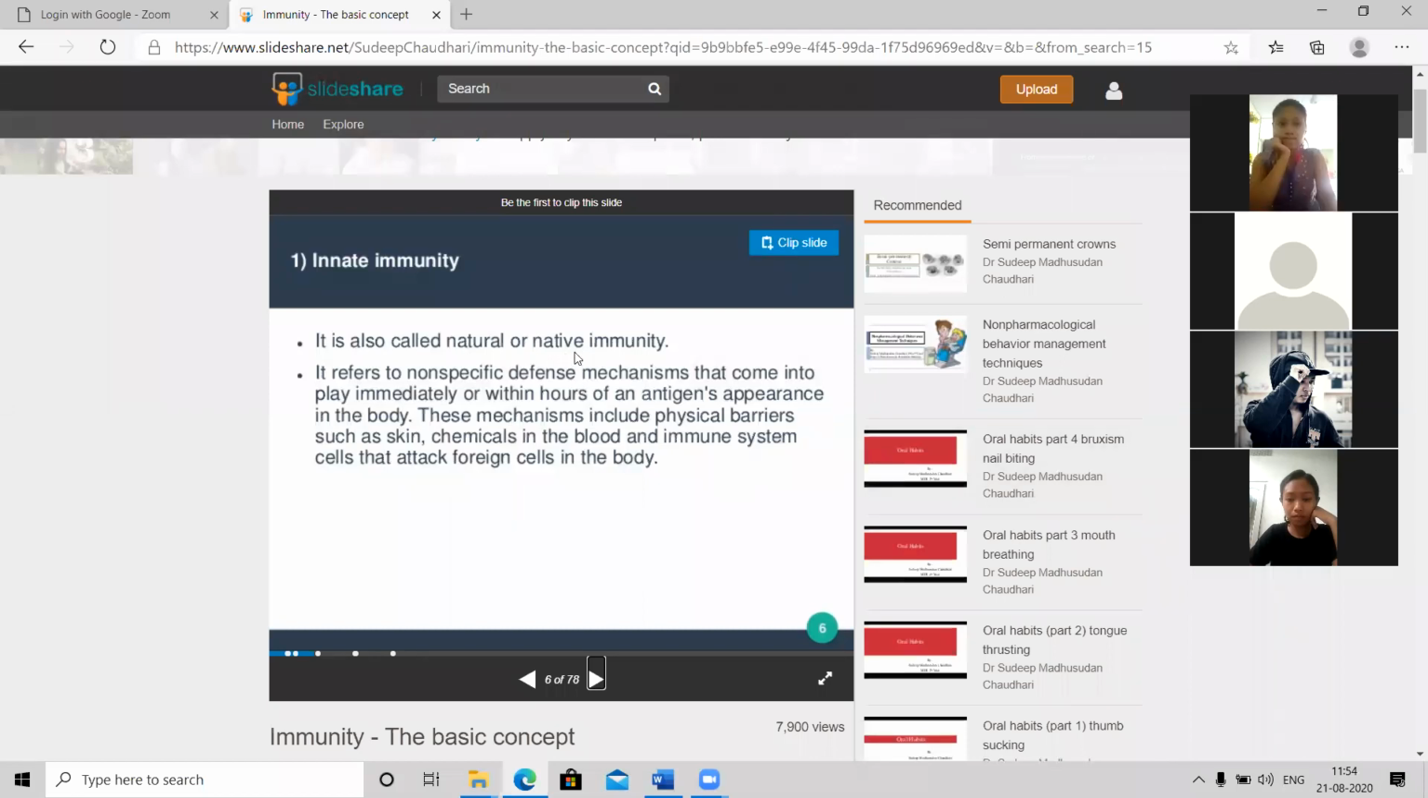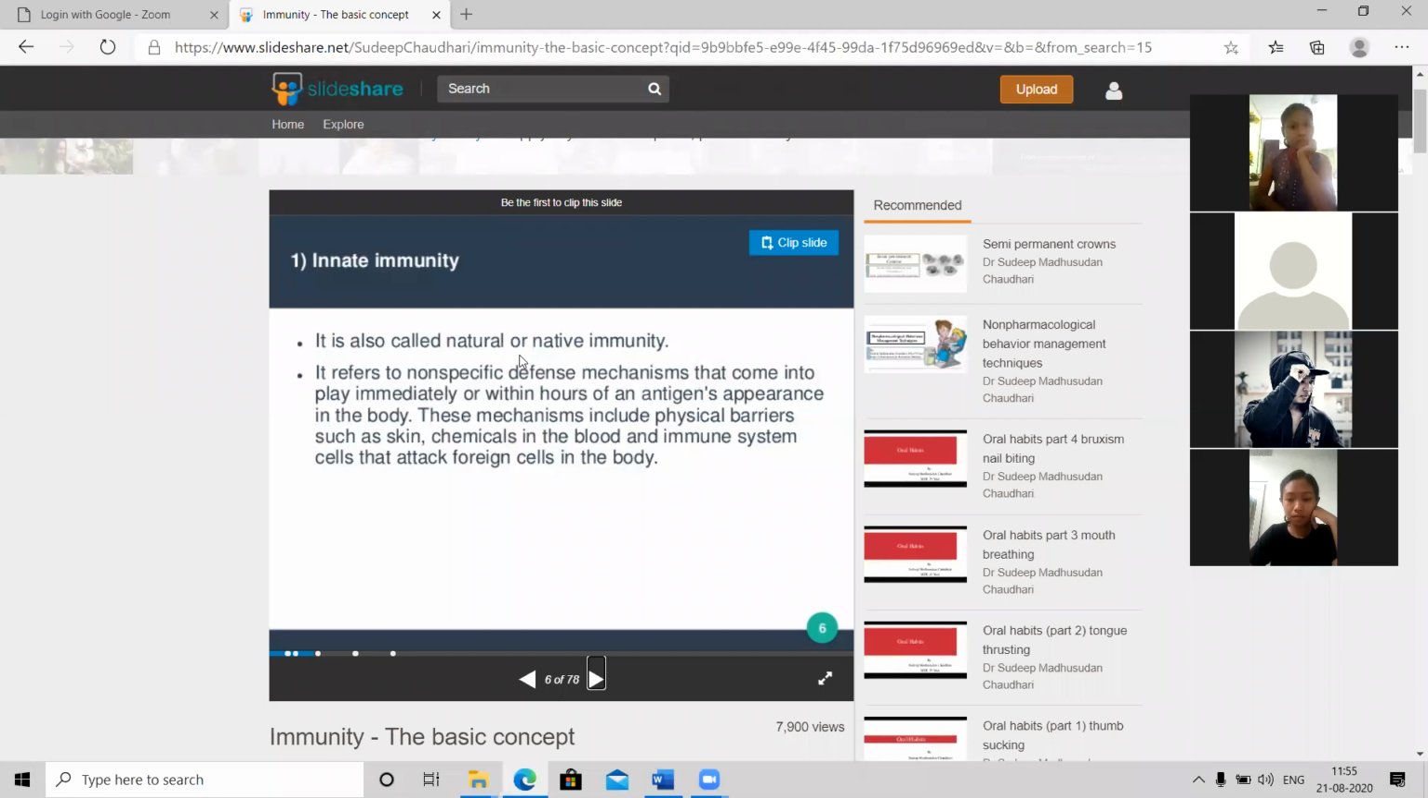So what it is telling is that this natural or native immunity is present in the person since their birth. It is not acquired from outside, or acquired after coming into contact with any pathogen or because of any vaccines. It is naturally present in the human body. That is why it is called natural immunity, or also known as native immunity.